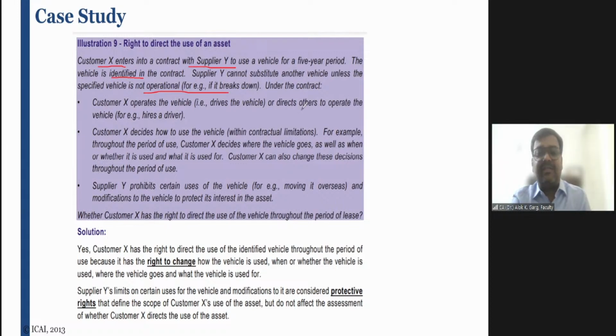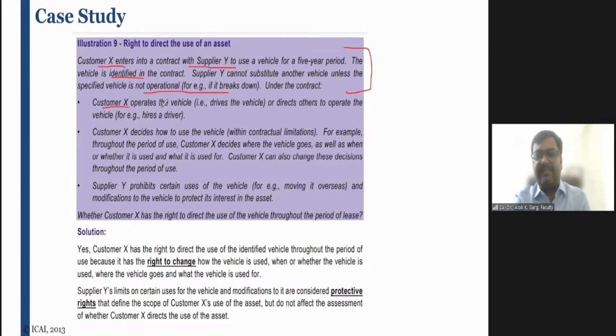Means the lessor does not have a substantive substitution right. Lessor does not have a right to replace the asset. Okay. So this paragraph tells us that it is an identified asset. Now we need to analyze whether the right to control the use of an asset belongs to the lessor or it belongs to the lessee.